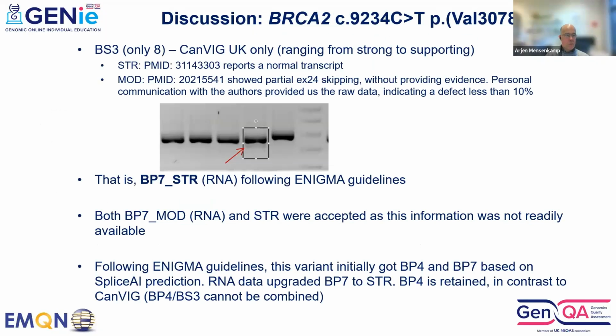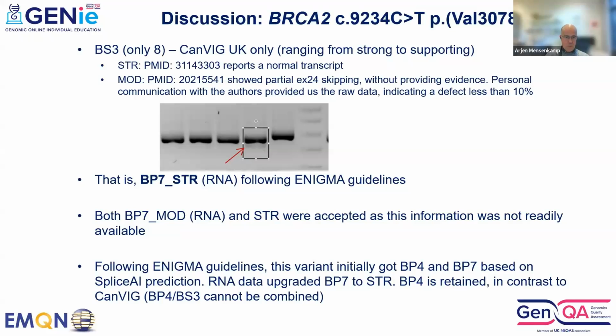Well, let's come back to the BS3. That is applied only according to the CanVIG-UK guidelines, and BP7 for the ENIGMA guidelines. And it is applied at strong level if you take into account that it was only a normal transcript. However, there was one publication that showed a partial exon skipping without providing any further evidence. And then it is very hard to know how to apply this code.